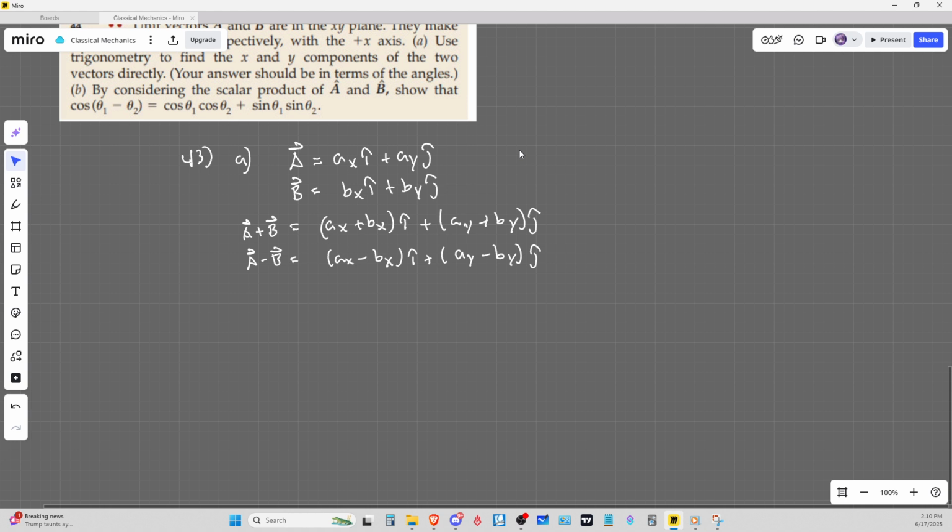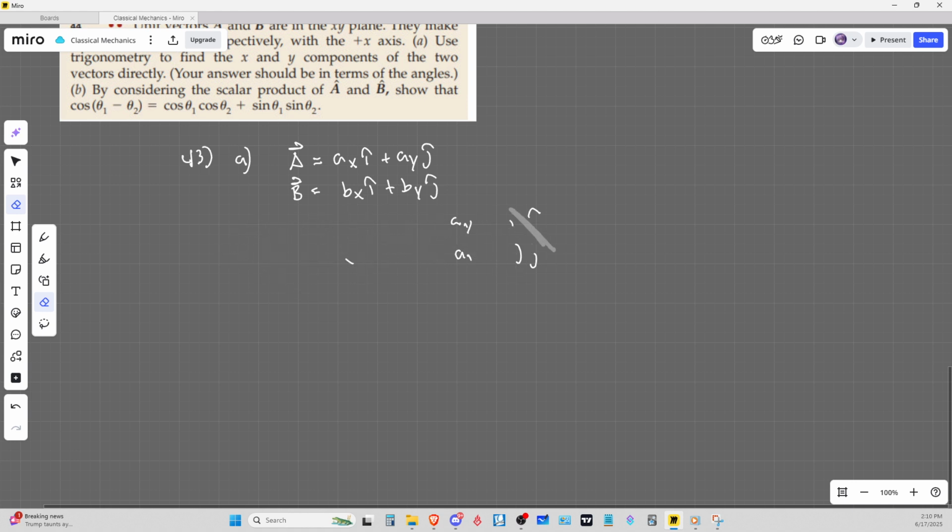Should I leave it in Cartesian coordinates, or should I try it with polar coordinates? Or maybe I should rewrite this. So, thinking about it a while. Maybe instead of that, we'll do it like this.